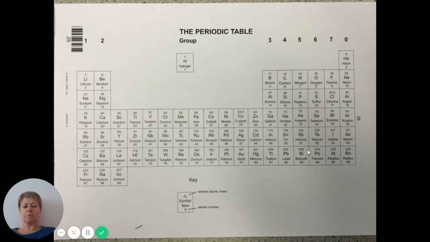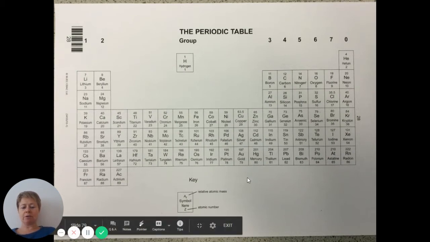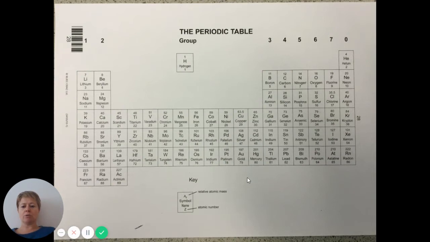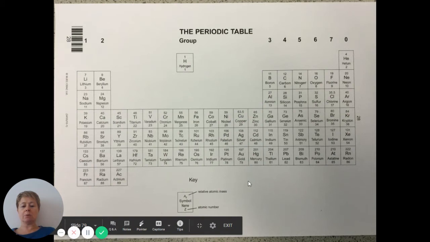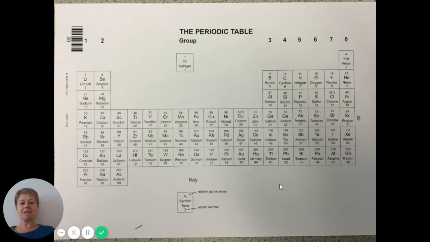Just as a reminder, hopefully you've got your periodic tables in front of you, but there is nearly always a key on a periodic table that tells you what the top and bottom numbers mean. In this instance, the top number is the relative atomic mass. The bottom number is the atomic number. And if you remember that the massive number is the relative atomic mass number.